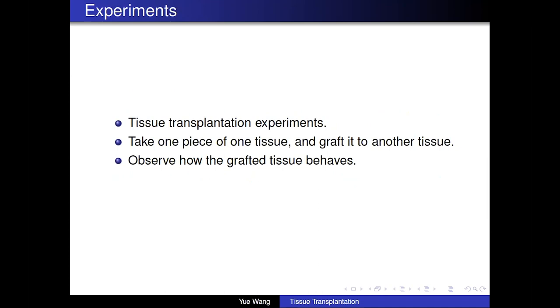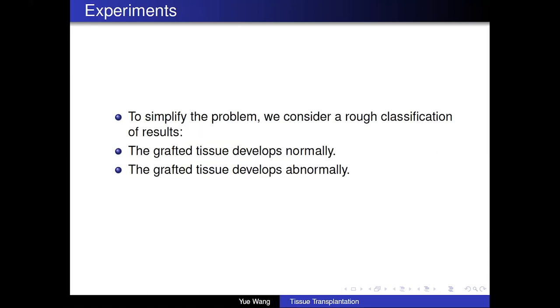So let's consider an experiment where we take one piece of a tissue, and then we graft it to another tissue. And then we observe how the grafted tissue behaves. So to simplify the problem, we only consider two possibilities. One is that the grafted tissue develops normally, and the other case is that it develops abnormally.